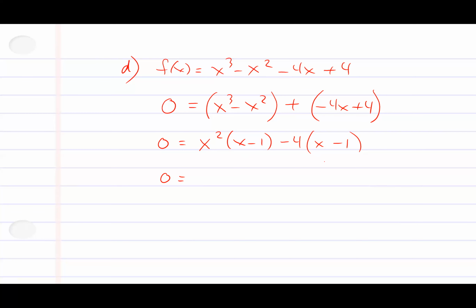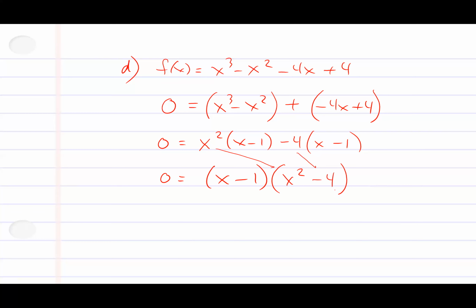Notice the 2 parentheses are exactly the same. So what I'm going to do is pull out the x minus 1 in parentheses. We're good? So I'm going to go like this. X minus 1 gets pulled out. So now the question is, what are the multipliers that are left? X squared minus 4. X squared from this one, and then -4 from this one.